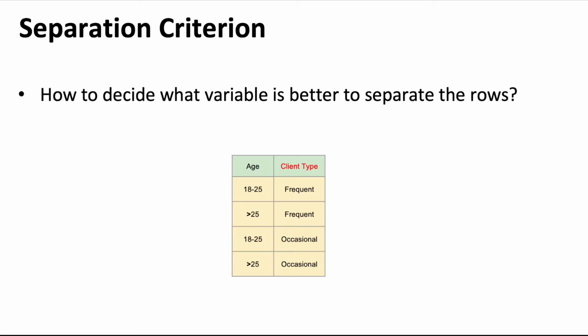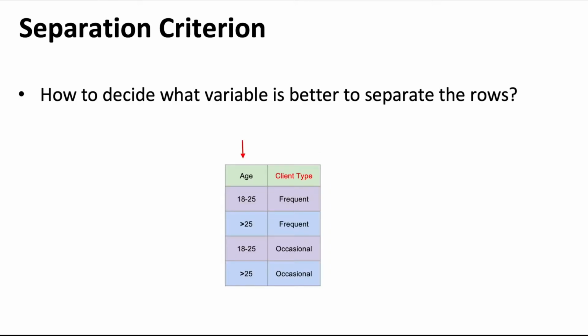So how to decide, for example, if one variable is better than another? Let's take the example of the variable age. We can see that age takes two different values, between 18 and 25 or older than 25. So let's separate the rows according to those values. We can use colors here. And then we take a look to the values of the class according to that separation in the variable age.